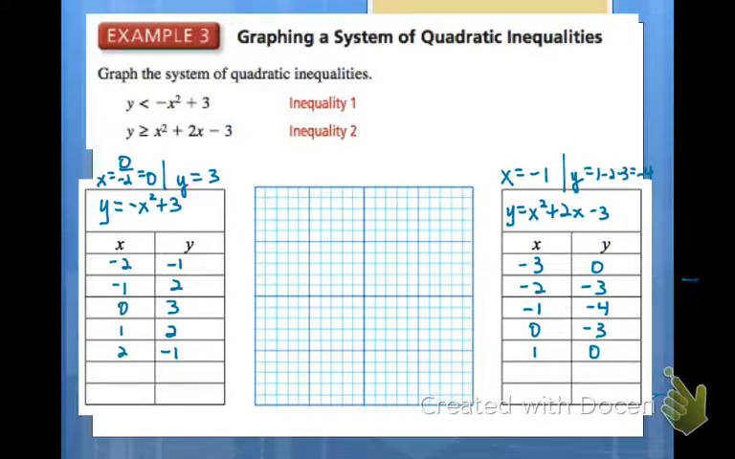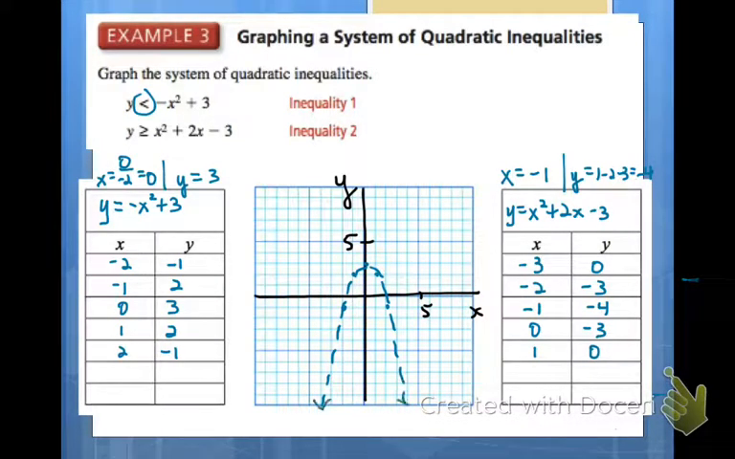So I'm just going to put my XY axis right in the middle, and I'm going to graph my parabola on the left. I notice that that inequality is just less than, so I'm going to use a dashed curve for that one. Now my parabola, the quadratic on the right, I'm going to graph in green. So I place my points, and it has an equal to mark, so I'm going to use a solid curve for that one.